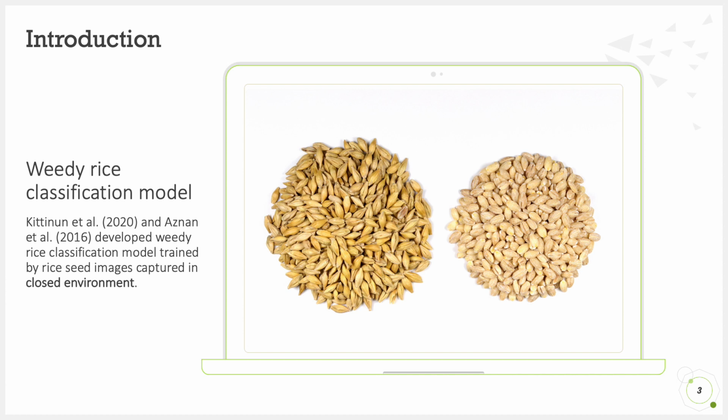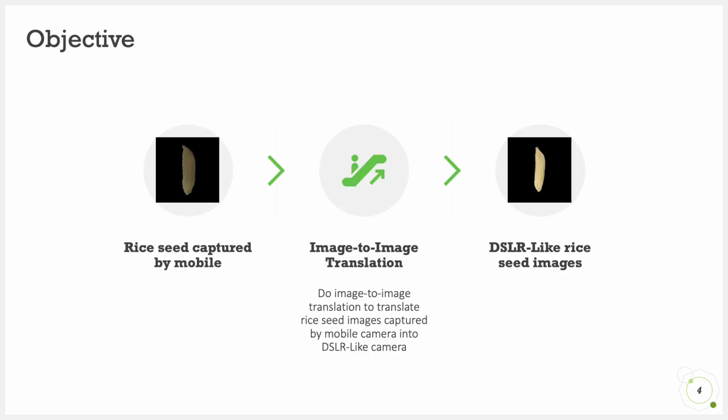The most related research work to ours is Kitinan et al. and Asnan et al., who have done weedy rice classification models using rice images. Nevertheless, the images used in those studies were captured in a closed environment, which is not directly applicable to real-world situations. So the objective of this paper is to train a model which can translate rice seed images captured by a mobile camera into DSLR-like images.